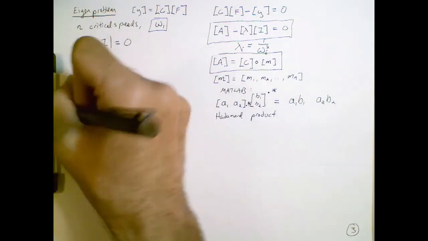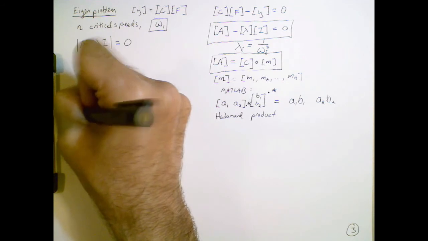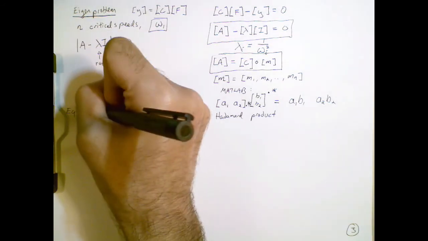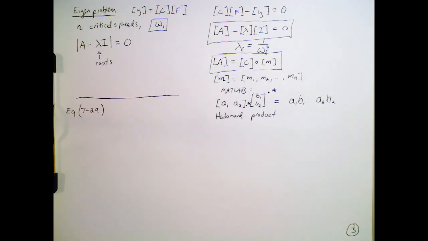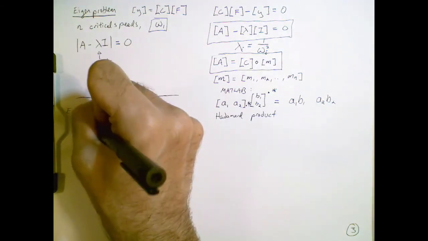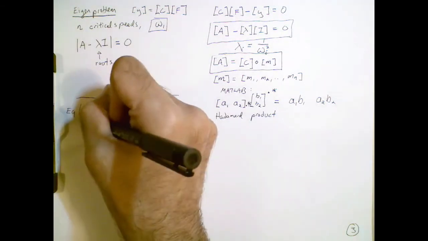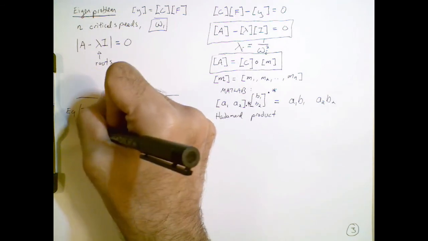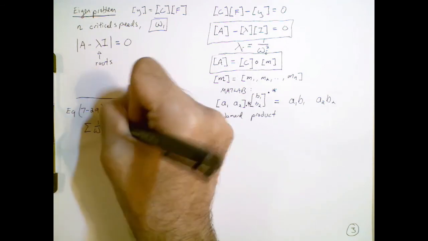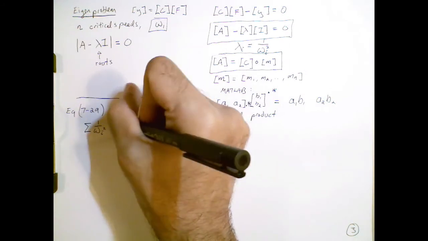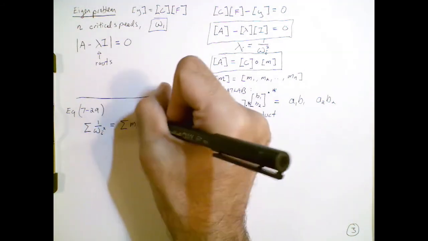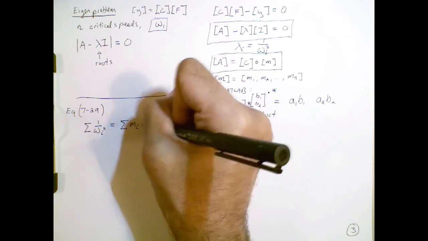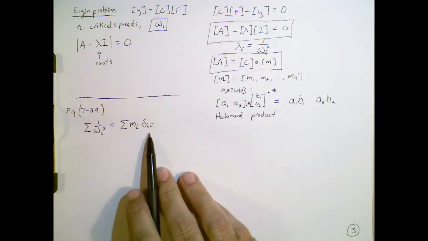Okay, let's move on to equation 729. It's possible to show that if we sum all of these eigenvalues, that's going to be equal to the sum of all of the masses times all of the diagonal compliance influence coefficients.